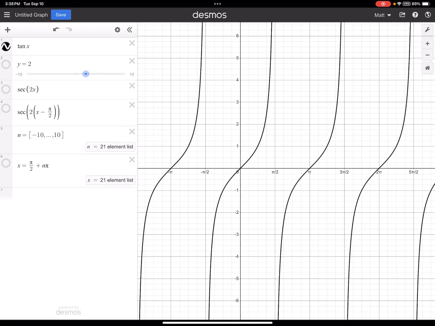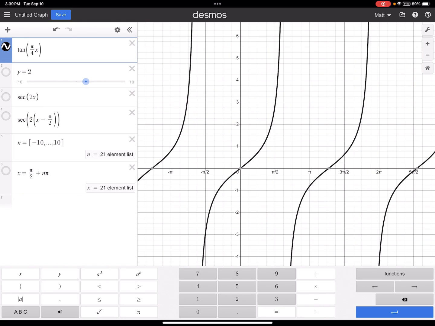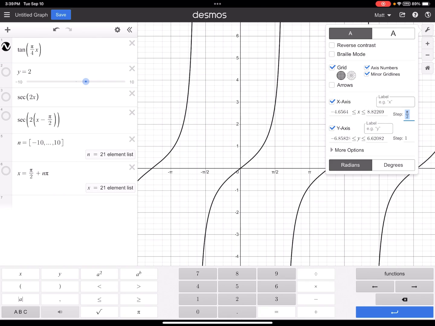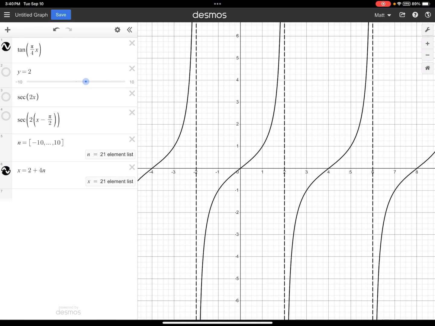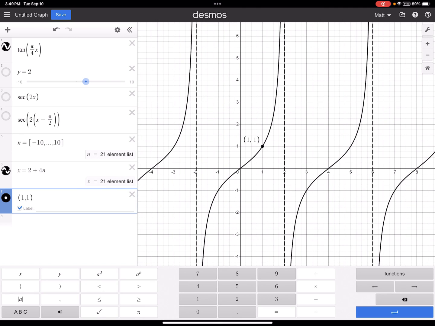Here's the original graph of tangent of x. Let's change the period by replacing x with pi fourths times x. This makes the period become 4. So I'm going to change my x scale and step sizes of 1. So here's my new graph with the asymptotes displayed. Currently notice that the point we're going through is 1, 1.